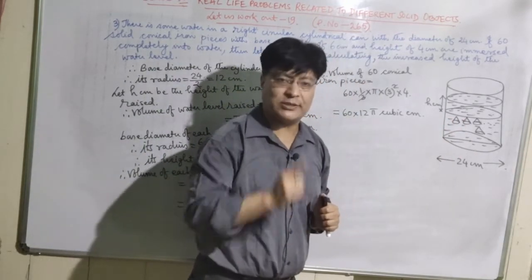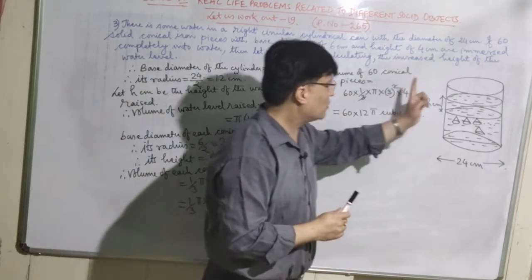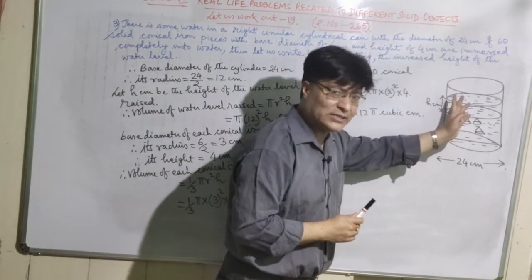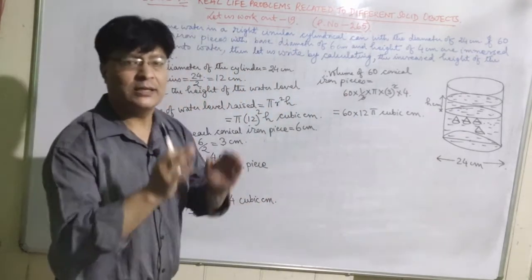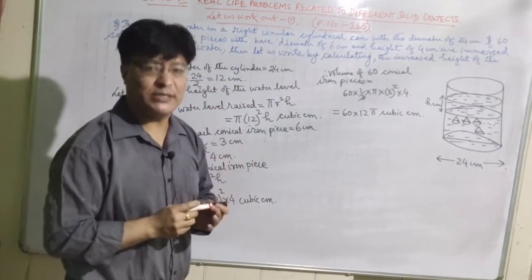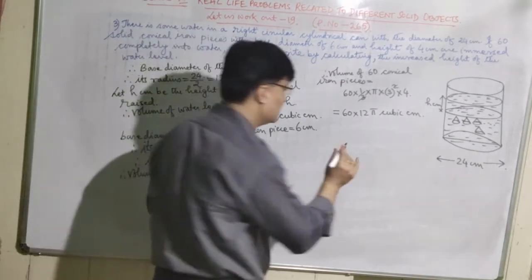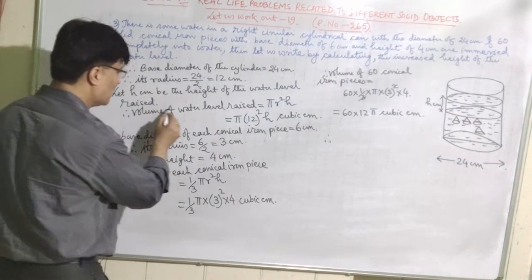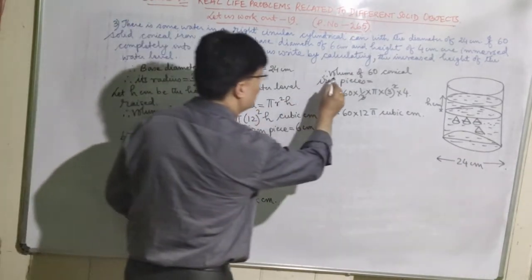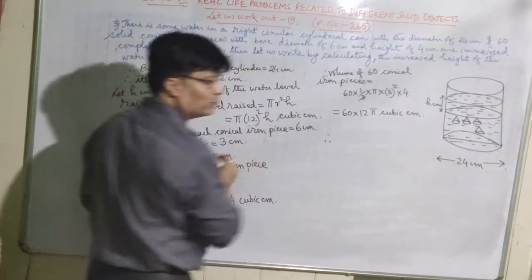When the 60 conical shape iron pieces are dipped in the water, the height of the water level will be raised. And you should know that the volume of the water level raised will be equal to the total volume of the 60 conical iron pieces. Is that clear? So you can write, therefore, I told you that the volume of the water level raised will be equal to the volume of the 60 conical iron pieces.